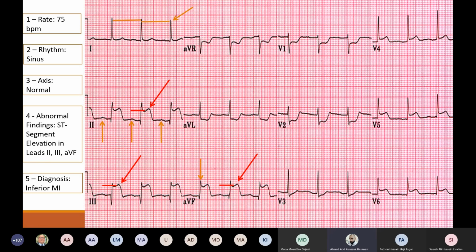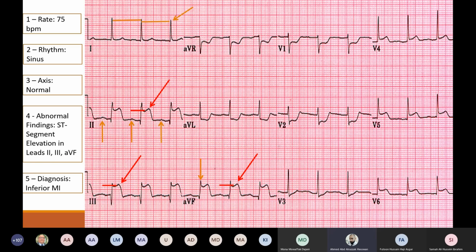What is the rhythm? Let's look at the P waves. Khalid, I think it's not clear, but if you take a close look, there are some small P waves. I agree with you, it's not clear, but if you look at it closely, you will see P waves. Don't worry, if we get you any ECG, it will be very clear. So there is a P wave, so the rhythm is sinus.